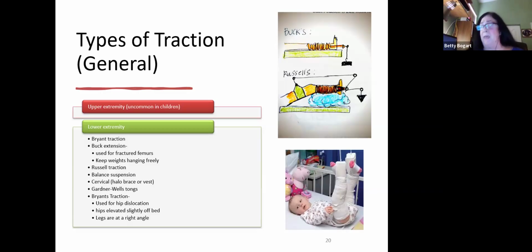As they're getting bigger, the Pavlik harness is too small to work. So we put them in Bryant's traction. Now, Bryant's traction is a right angle with the buttocks slightly off the bed. And you can't weigh more than 30 pounds. And that's the second way that we treat hip dysplasia.